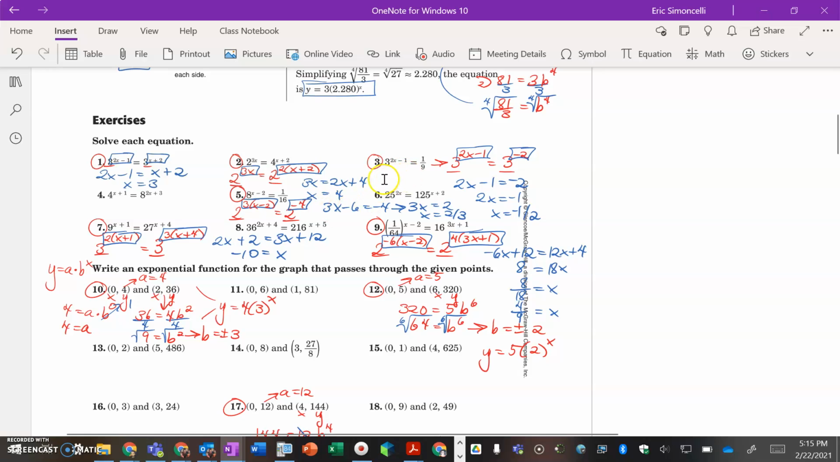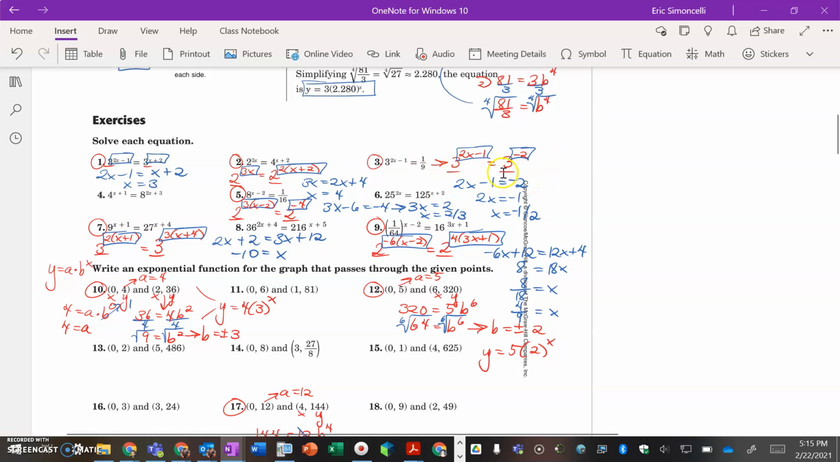Number 3. 3 to the 2x minus 1 equals 1 over 9. 3 is a base that I cannot simplify. I can't manipulate this any further, but what I can do is turn 1/9 into 3 to some power. Now think of it this way. 3 to a negative power is the same as 1 over 3 to that number as a positive exponent. And if you raise 3 to the negative second power, that will take its reciprocal and become 1 over 3 to the positive second. So 1 over 3 squared, of course, is 1 over 9.